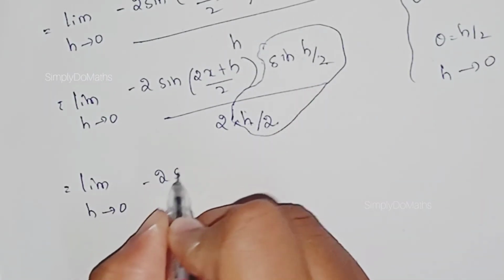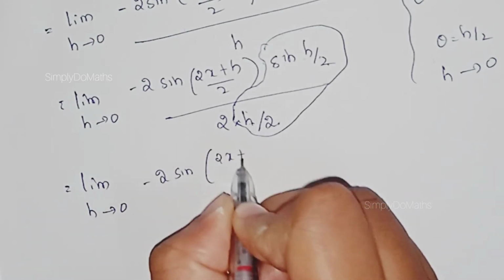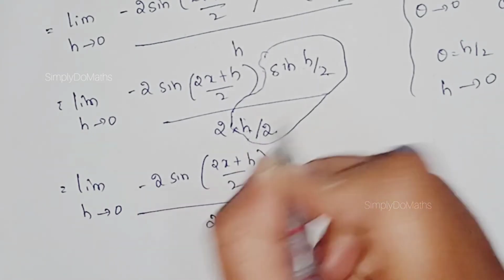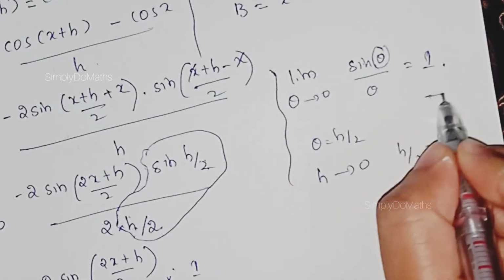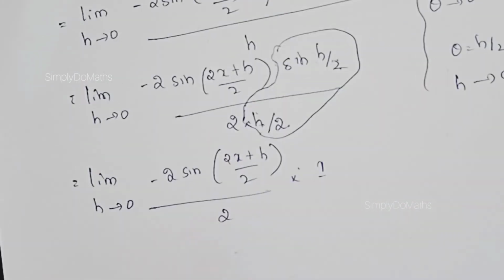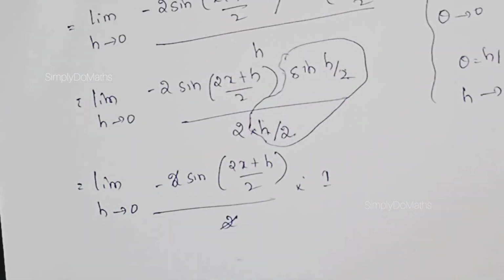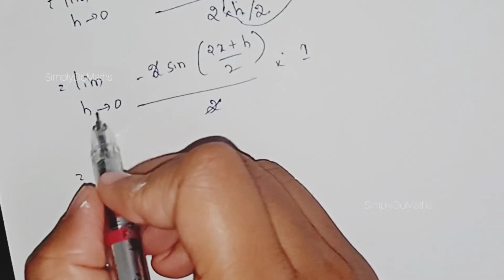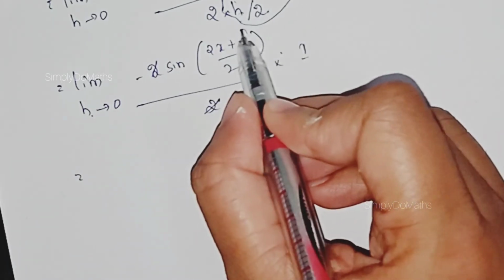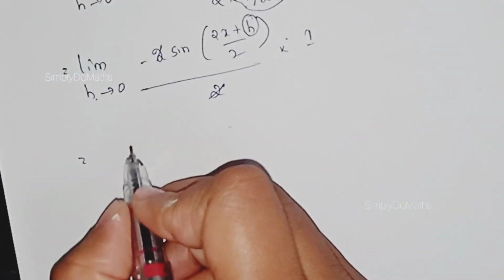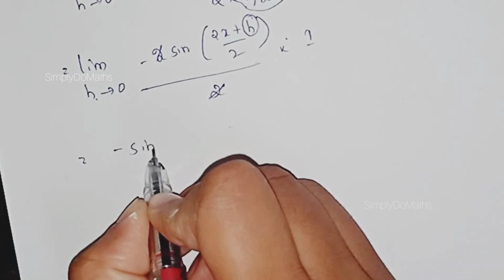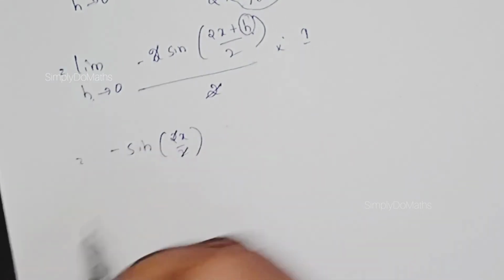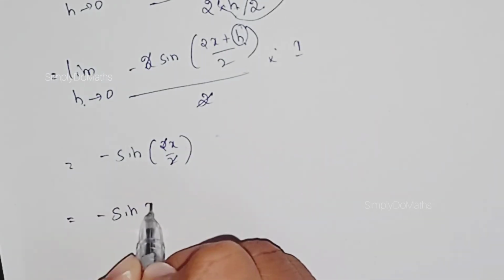We get minus 2 into sine of (2x plus h) divided by 2, whole divided by 2, into, here the value is 1. Okay, so here the value is 1. Now we can cancel this 2 and 2. We are left with, we can notice here whenever h tends to 0, this value will get 0. So we are left with minus sine of 2x by 2. Here h value is 0. Here also we can cancel 2 and 2. We are left with minus sine x.